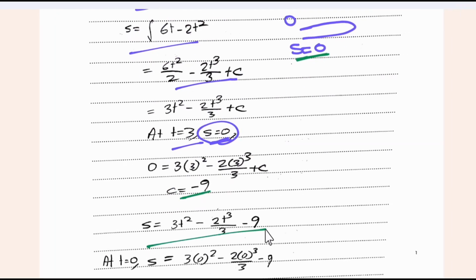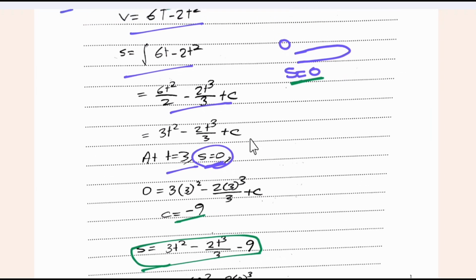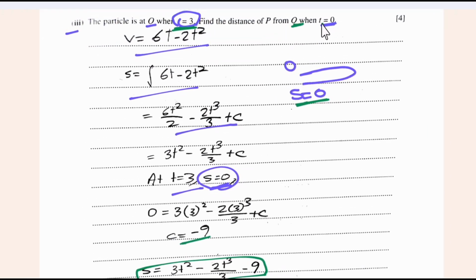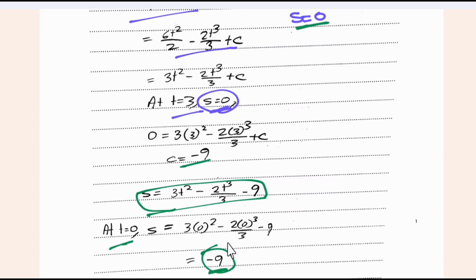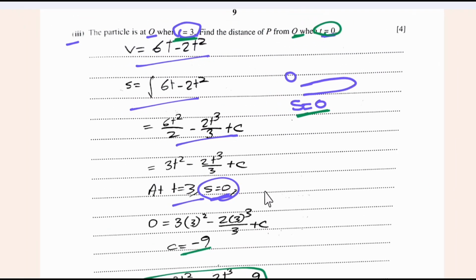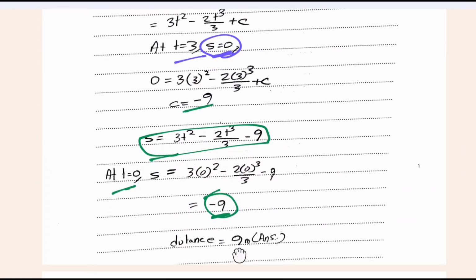Now we know the expression for displacement, and to find the value of distance at time t is equal to 0, we need to just substitute the value of time in this expression to find the distance as -9. So this -9 is actually displacement. So what is the distance? Distance is +9 meter.